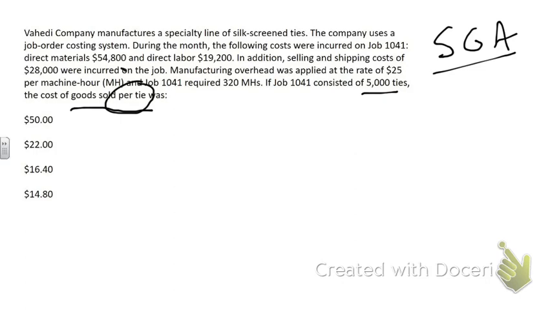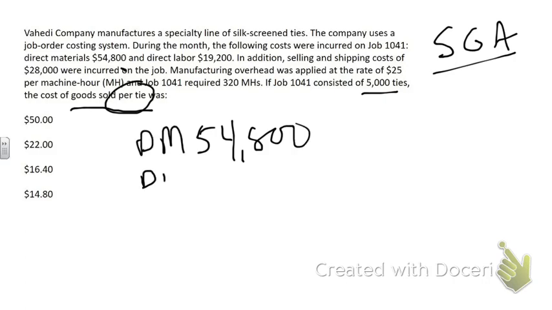We have direct materials was 54,800. 54,800 was my direct materials. My direct labor was 19,200. In addition, selling and shipping costs of 2,800 were incurred. Well, you know what? I don't care about that. That's not part of my cost of goods sold.